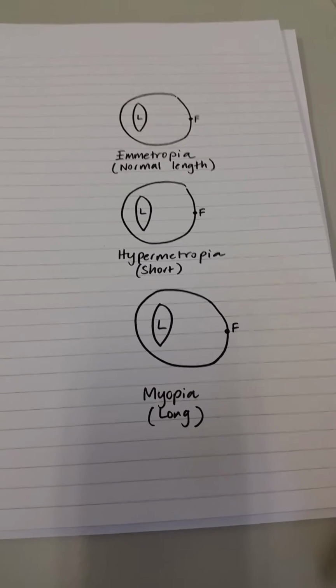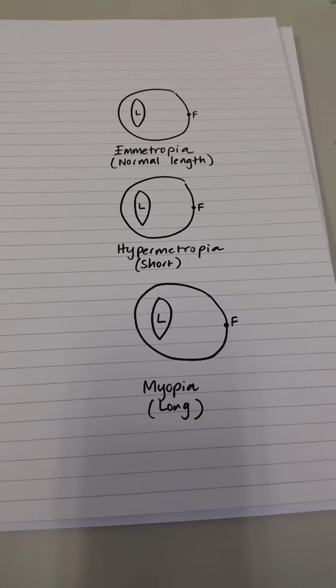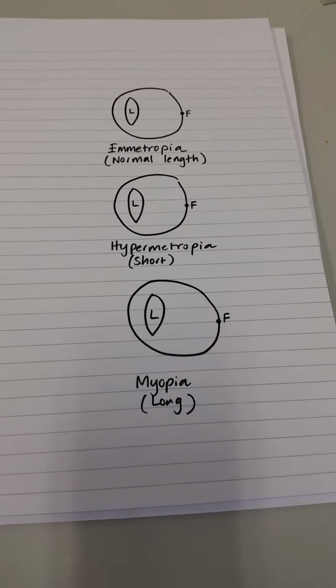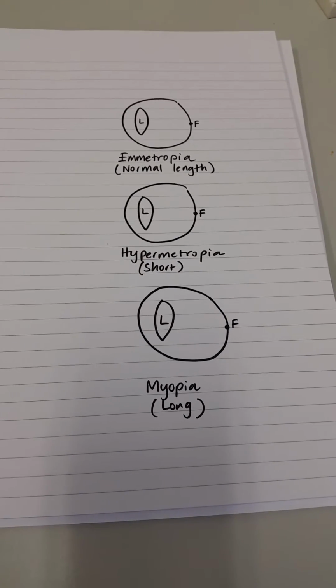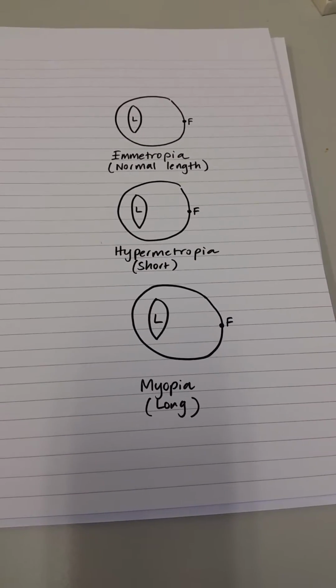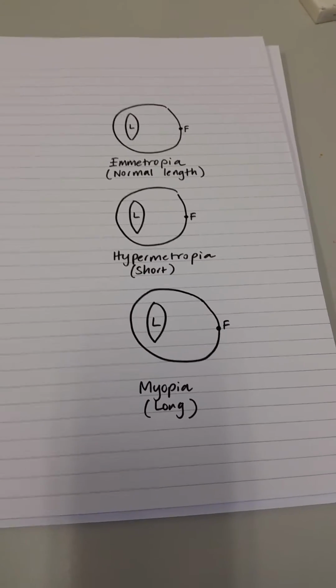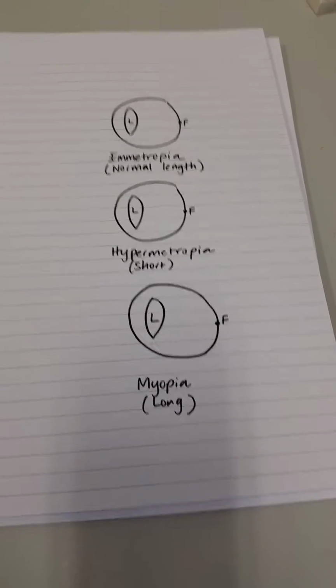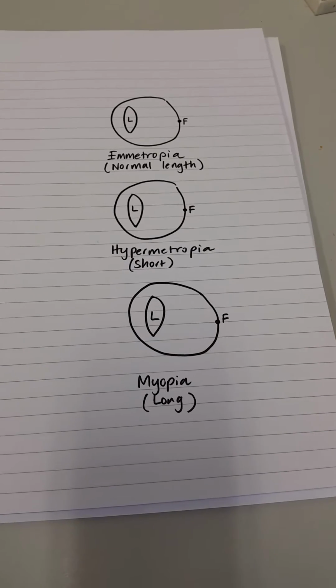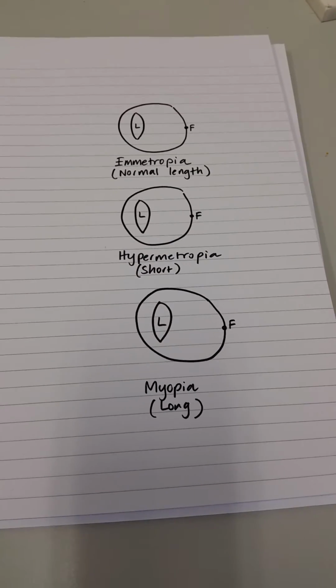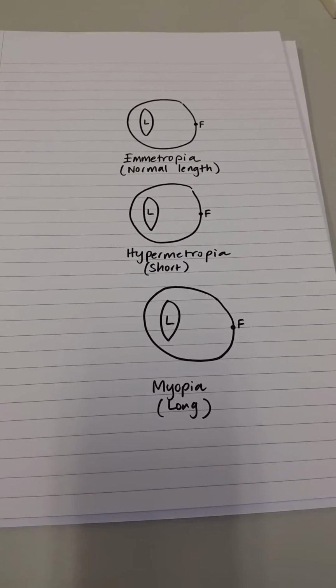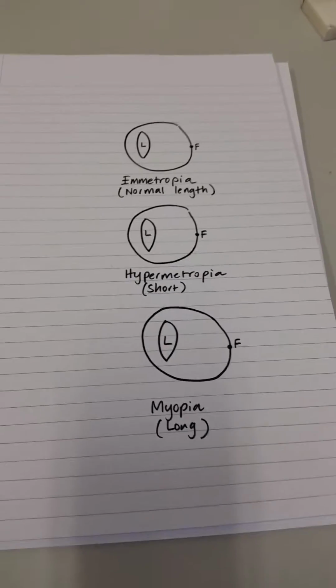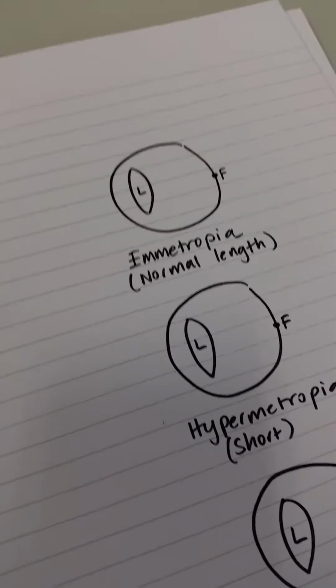Hi, this is Mary Vukicevic, and with this short video I'm going to try and explain how light enters the eye and then focuses on either the fovea or some other point to explain the difference between emmetropia, which is a normal length eye, hypermetropia, which is a short eye, and then myopia, which is a long eye. So let's just have a look at the first diagram here.